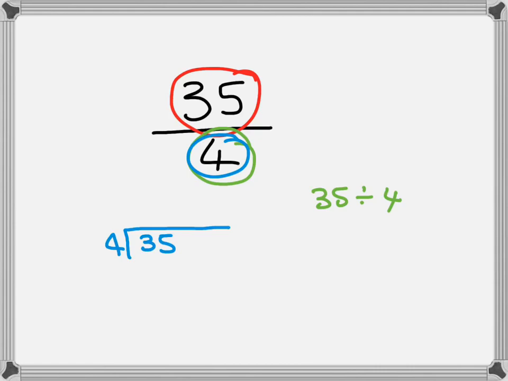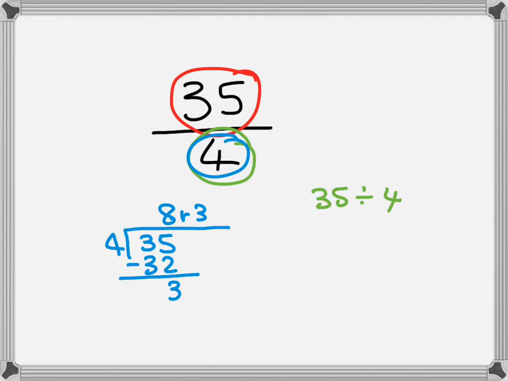So 4 goes into 35, probably 8 times. It's the closest we can get to 35 on the 4 times table. 8 times 4 is 32. Now we're going to do our minus. 5 minus 2 is 3, and 3 minus 3 is nothing. So that's remainder 3. But we need to write it as a fraction.